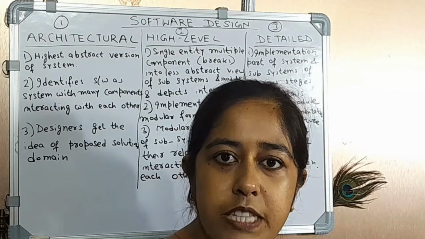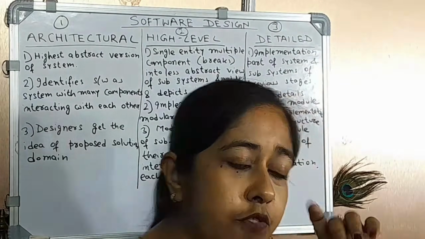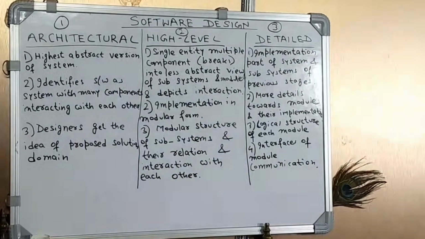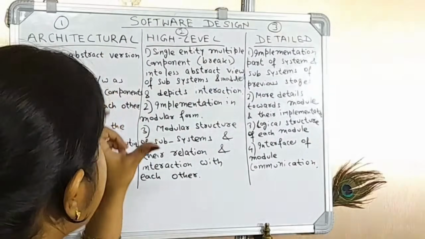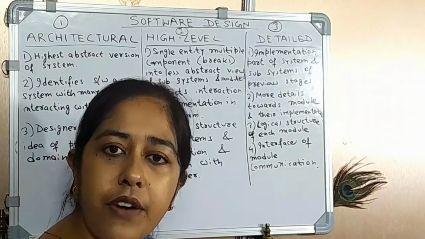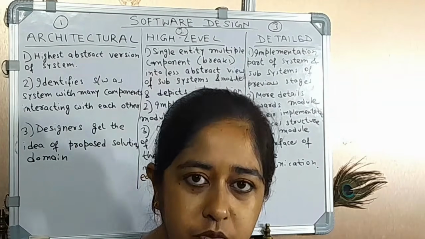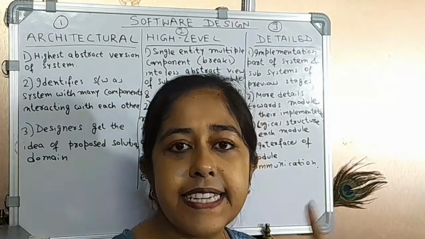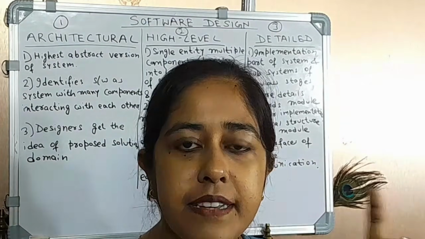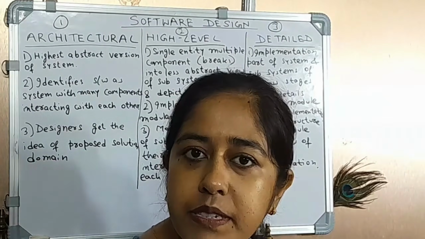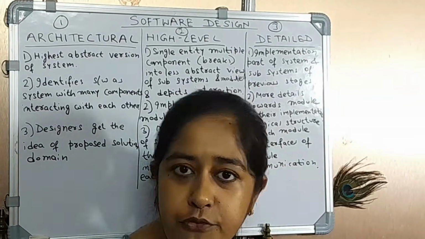We are going to do some different kinds of things. So first of all, our architectural designing phase. What is there? It is the highest abstract version of our designing phase, means it's the highest version. Here, whatever things we are going to do, we are basically changing our SRS document into a particular designing format. Okay, so that is our software design.